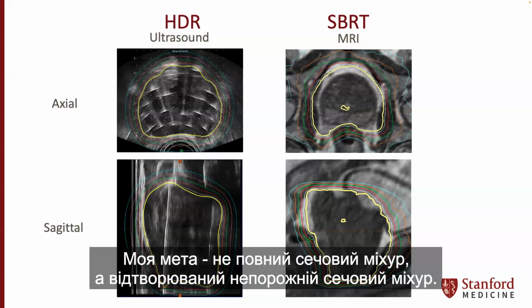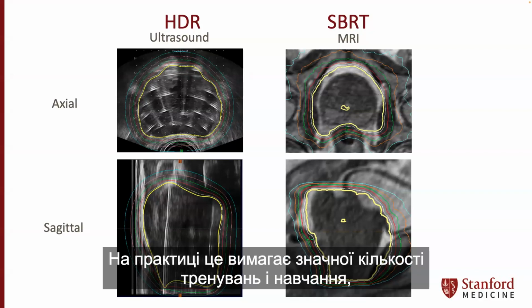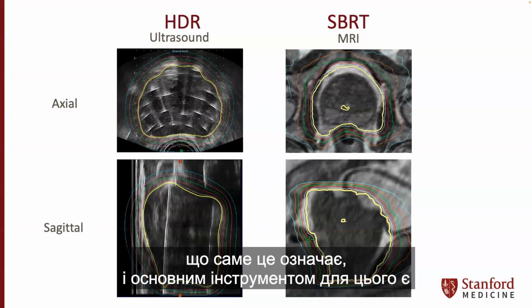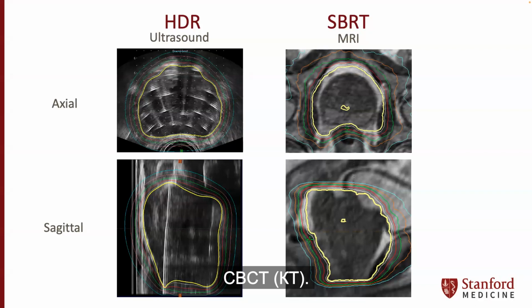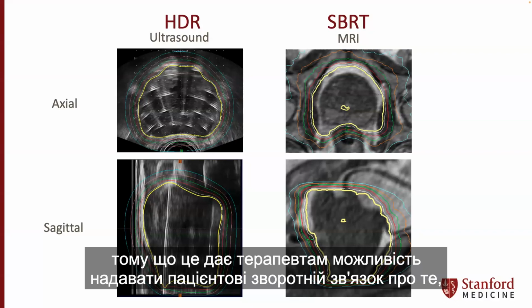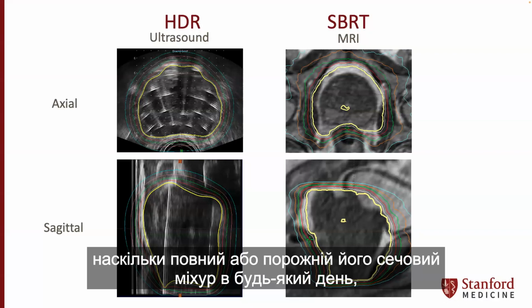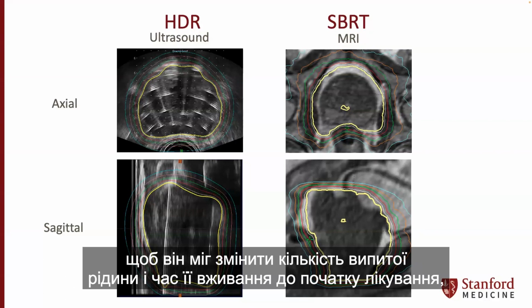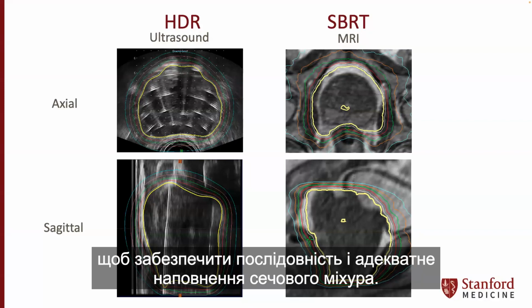My objective is not a full bladder, but a reproducible non-empty bladder. In practice, this requires a fair amount of coaching and education of what exactly that means, and the fundamental tool to do that is the cone beam CT. I like using daily cone beams because it provides the therapists some opportunity to give feedback to the patient about how full or how empty their bladder is on any given day, so that they can alter the amount they drink and the timing that they drink it prior to the treatment to provide consistency and adequate filling.